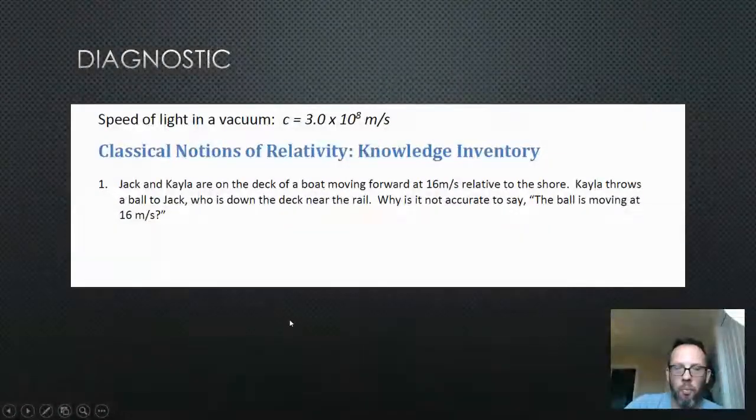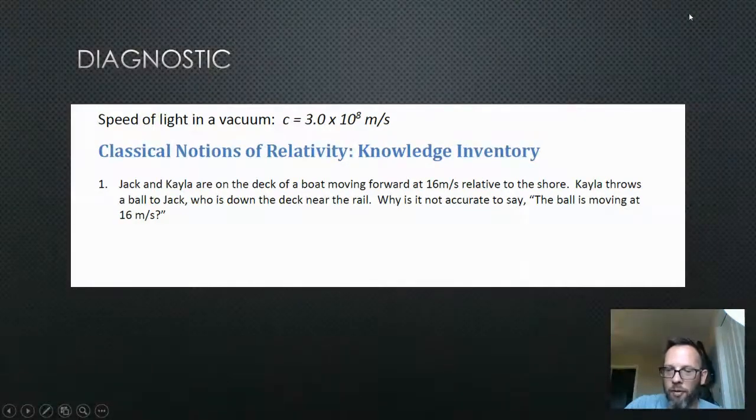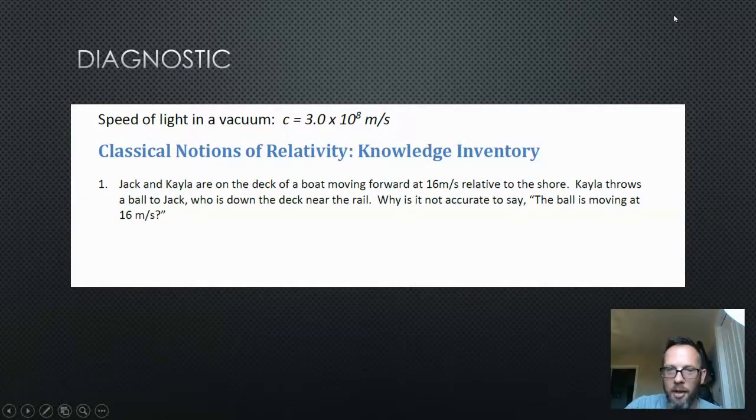What I'd like to do first is a little bit of a diagnostic with you. The first page of your lesson sheet, if you're following along in my class, has a diagnostic with, I believe, 6 or 7 relative velocity questions for you to think about. If you want, pause the video and think about these questions, and then come back when you're ready.